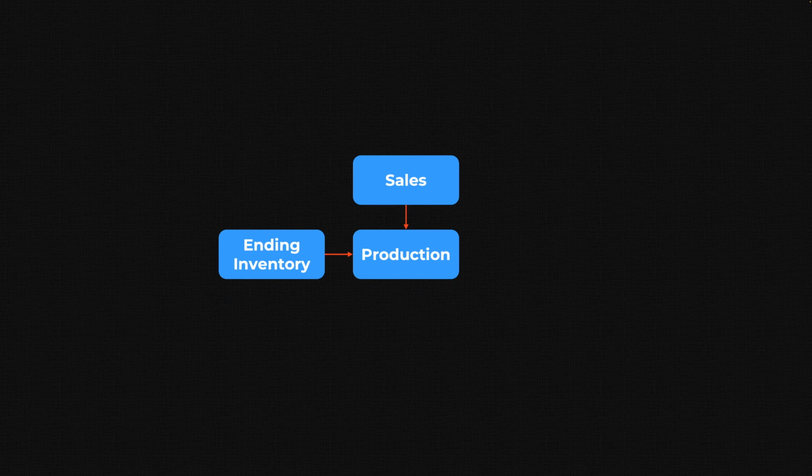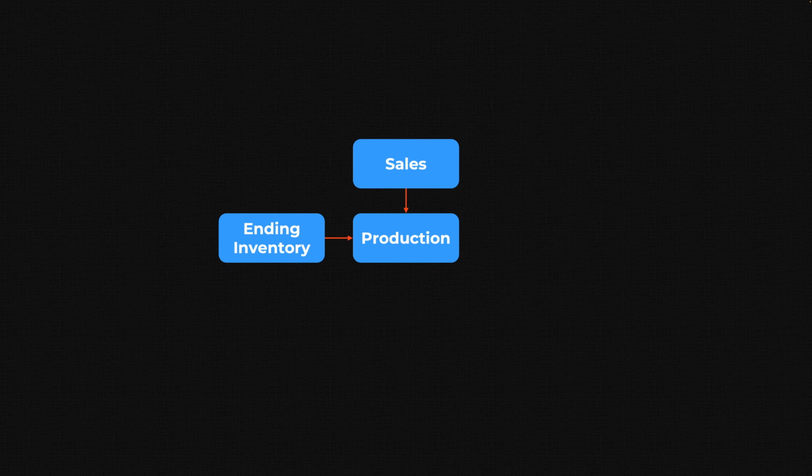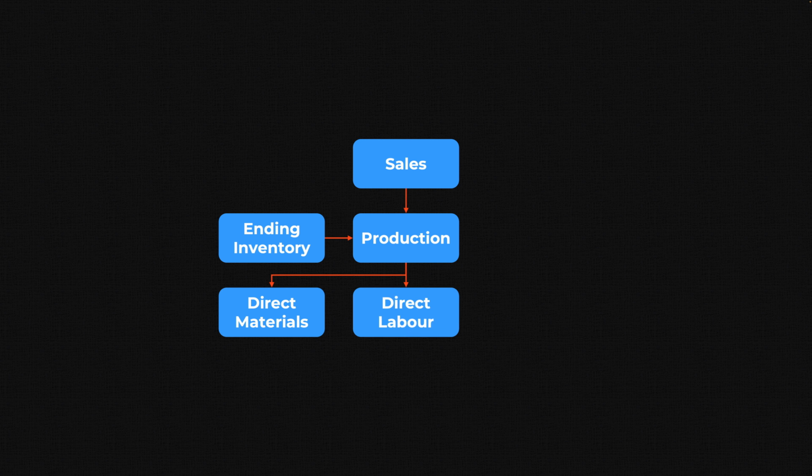Once they have sales and ending inventory, a business can determine or budget the amount they expect to produce. That is the production budget. The production budget will allow a business to forecast and develop a direct materials budget. This is the direct materials they will need to satisfy production. The direct labor budget. This is the labor they will need in order to make the units that they intend to produce. And the manufacturing overhead budget.